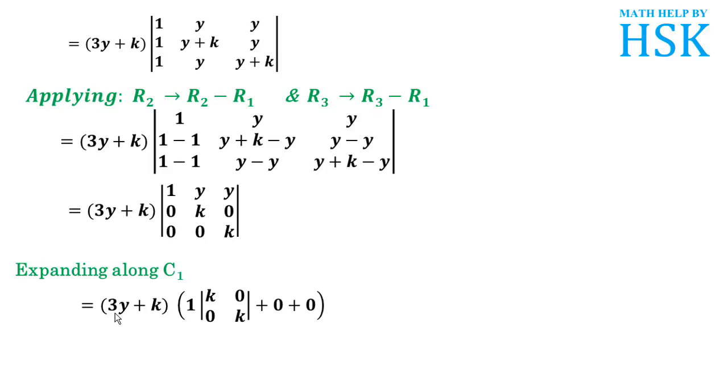Expanding along column 1, I am going to obtain this as 3y plus k into 1 times k, 0, 0, k, that is the determinant obtained by removing the first row and first column, plus 0 plus 0, because 0 into anything is equal to 0, so the next two terms would be equal to 0. This on simplifying would give me k square, so this will be equal to (3y plus k) into k square, and hence the question is proved. So this is how we are going to prove the second part.